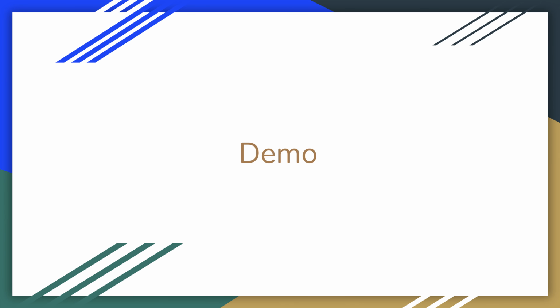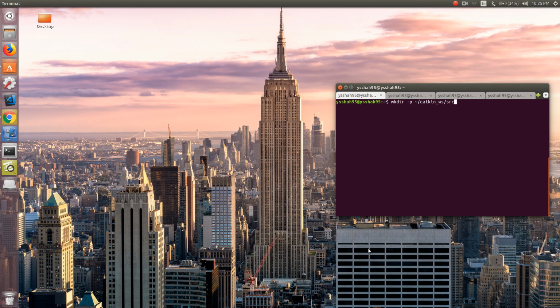Now I'll show you the live demo of how the project works. Now for the demo, first I'll have to clone my repository. So I have created a Catkin workspace in my home directory. I'll go to the source directory here and clone my repository.